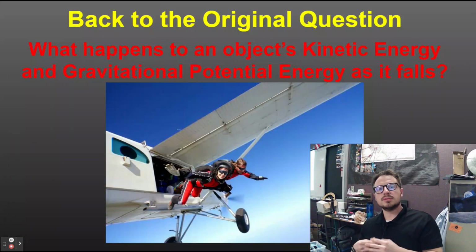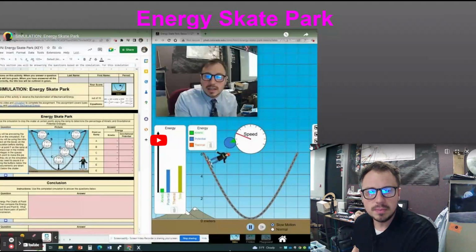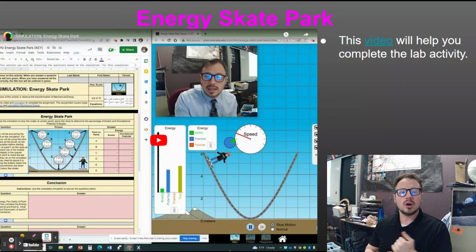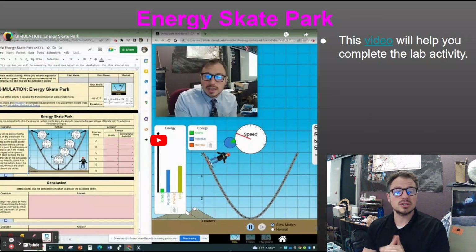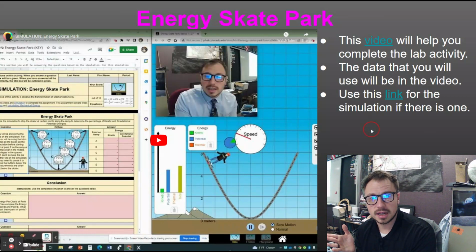So what happens to an object's kinetic energy and gravitational potential energy as it falls? That brings us to Energy Skate Park. What you can see in this one is there's a skater going up and down the ramp. This does a very great job of showing the kinetic and gravitational potential energy. It goes from gravitational potential energy to kinetic, kinetic to gravitational potential energy. But at every single point, the total amount of mechanical energy remains the same, while the different forms of mechanical energy do change from kinetic to potential, potential to kinetic.